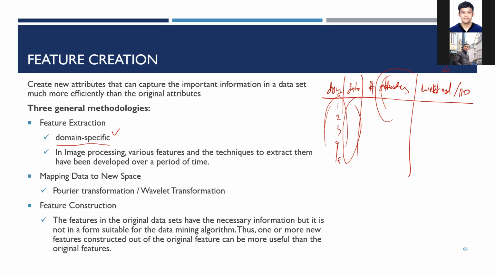We also can use this one. We can map the data into a new space. For example, we can apply Fourier transformation or wavelet transformation. With this transformation, we can get more features. Later I will discuss more detail about this.